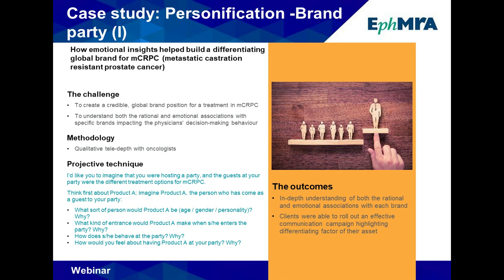How old would they be? What's their gender? What personality? What kind of entrance would product A make when they enter the party? How would they behave at the party? And how would the respondent feel about having product A at your party? The outcome and the benefit of this technique was to get a very good in-depth understanding of both the rational and the emotional association with each brand. And from the client's perspective, well, they were able to roll out an effective communication campaign highlighting differentiating factors of their sets.